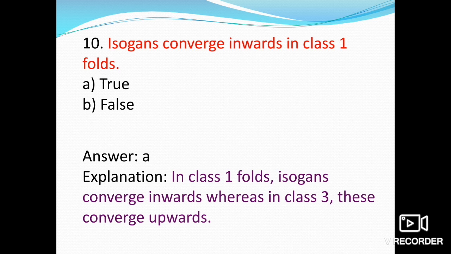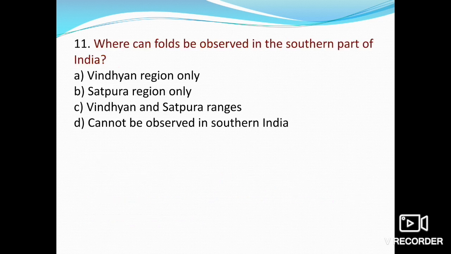So जैसे हमने पहले ही बात की ना, जो फोल्ड्स का क्लासिफिकेशन है वो डिफरेंट बेसिस पे किया गया है। सो ये जो क्लासिफिकेशन है डिप आइसोगन के बेस पे किया गया है, दैट इज रैमजेस क्लासिफिकेशन। सो उससे रिलेटेड क्वेश्चन है। ओके, तो यहाँ तक के लिए तो आप इस क्वेश्चन को समझ लीजिए, फिर हम इसको डिस्कस करेंगे डिटेल में। सो क्लास 1 फोल्ड में आइसोगन्स कन्वर्ज इनवर्ड्स, whereas in the fold in class 3 these converge upwards.